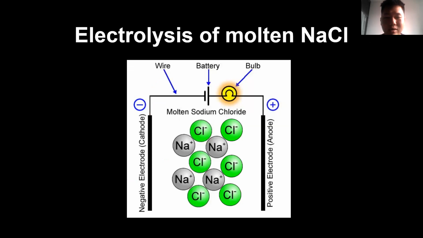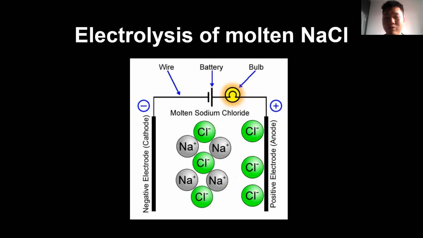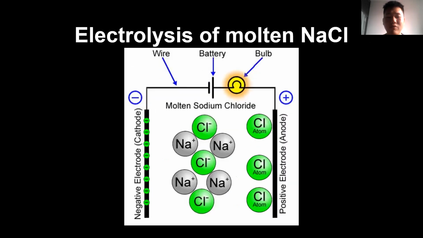Let us take a look at a real life example over here. We have Na+ and Cl-. This is electrolysis of molten sodium chloride, so there are only Na+ cations and Cl- anions. The anions will move to the anode, which is the positive electrode, and lose electrons to form chlorine atoms. After they form chlorine atoms, the chlorine atoms will then form Cl2 gas.